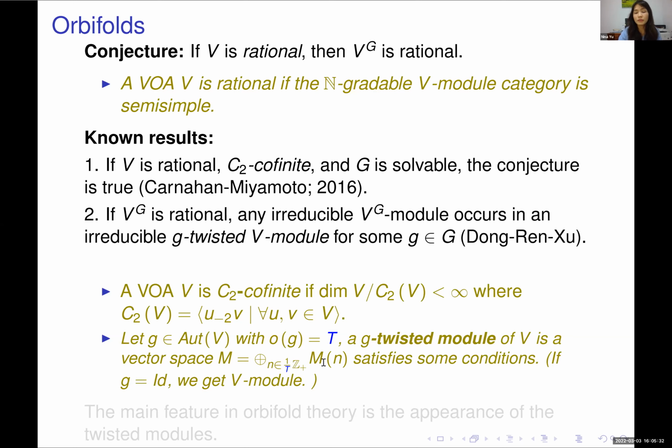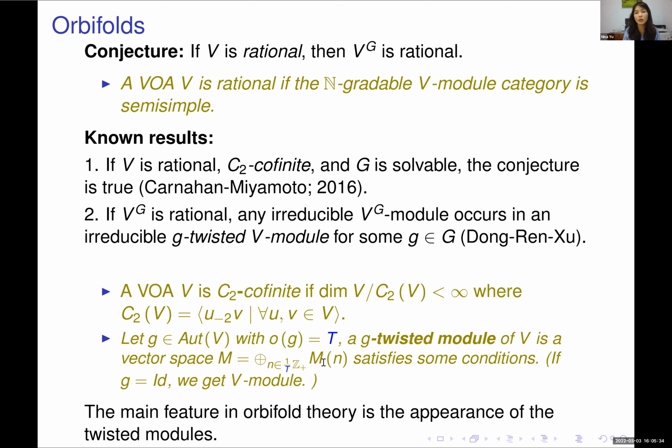Okay, so the main feature in orbifold theory is the appearance of the twisted modules here. So we say that in orbifold theory, we want to understand the module category for the orbifold. But if V^G is rational, any irreducible module for the orbifold occurs in an irreducible g-twisted V-module. So to have a better understanding of the module category for the orbifold, we should have a better understanding of the g-twisted V-modules here.